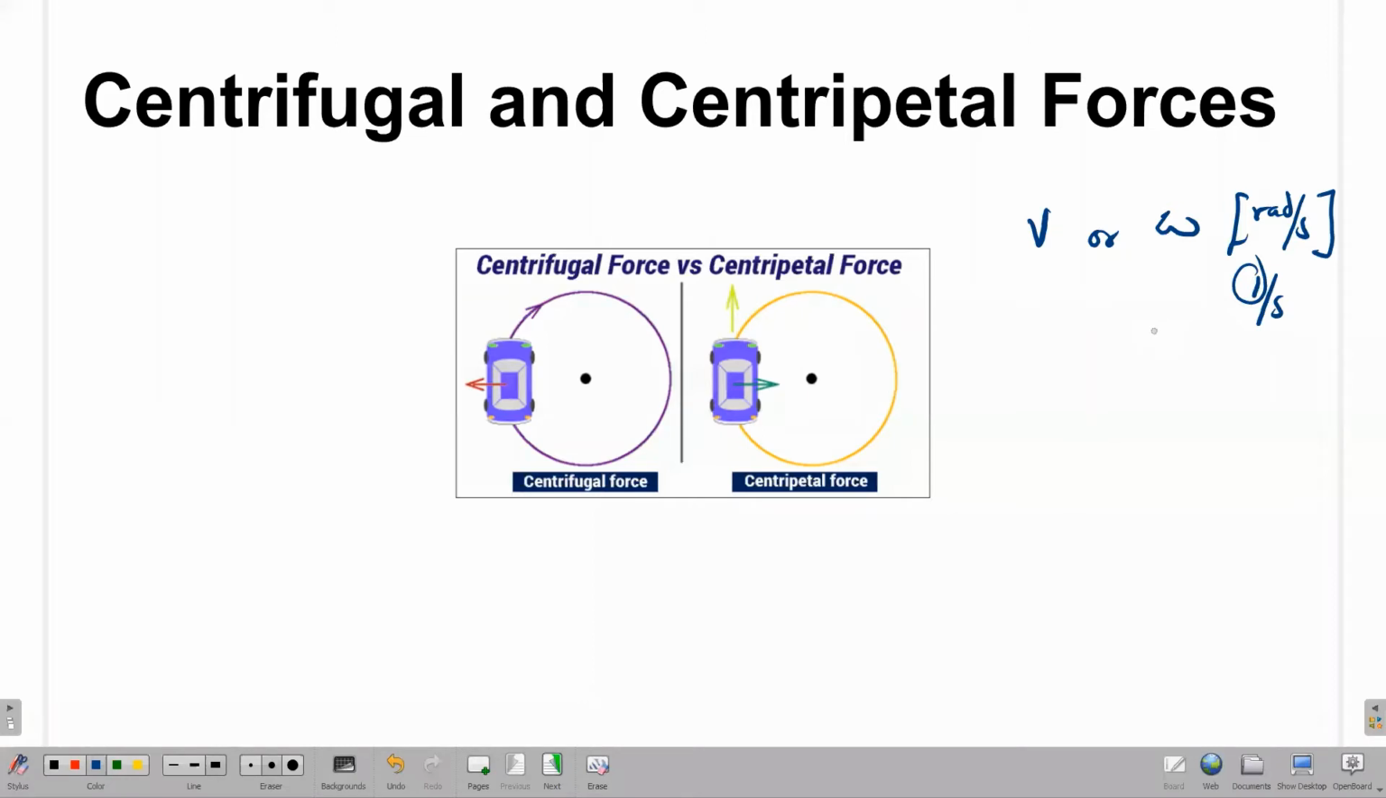Now, the vehicle must have a centripetal acceleration, which should equal v squared over r, or omega squared r, and must be directed towards the center over here. Centrifugal is away from the center, while centripetal is directed towards the center.